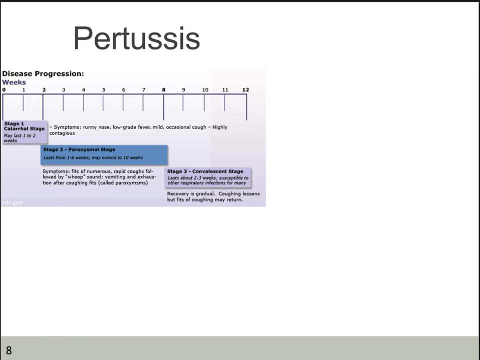In this case, you can also see vomiting. Children may also exhibit vomiting and exhaustion after coughing fits, in part because this is an infection that affects the lungs, and it's hard for the patients to get enough air to feel oxygenated. And then stage 3 is the convalescent stage, lasts about 2 to 3 weeks. In this particular part of the infection, patients are susceptible to many other respiratory infections, and recovery is gradual.